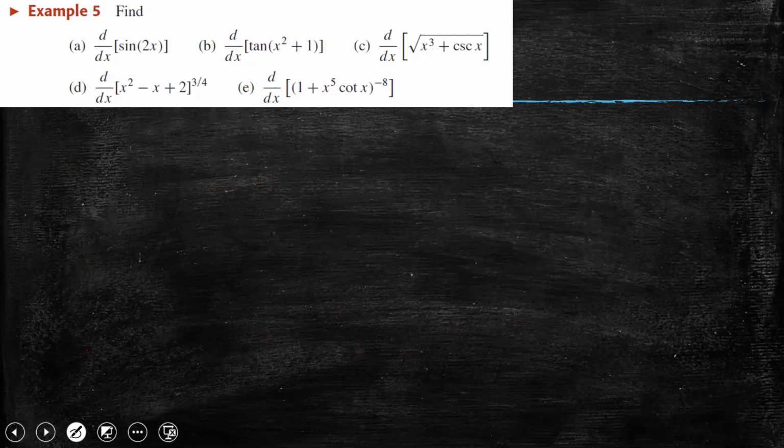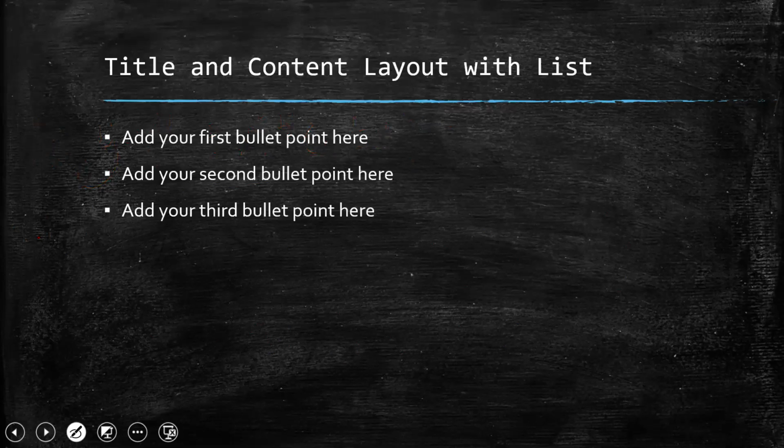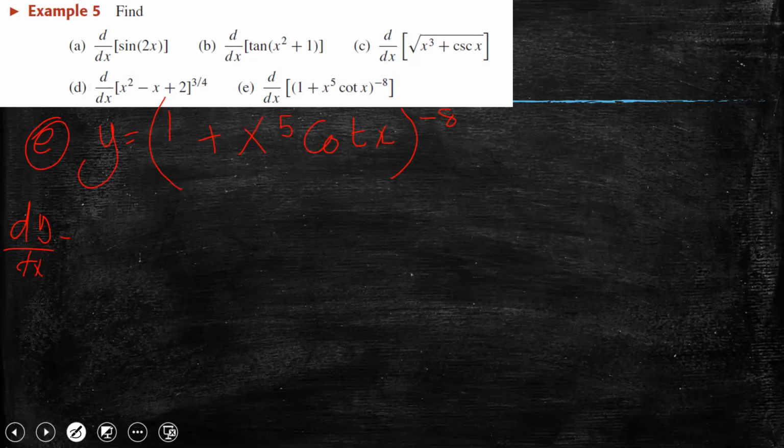Now let's do E. If y is 1 plus x raised to the power 5 cotan x, then it's raised to the power negative 8. Look at this one here. We have a 1 and it's added to the product of x to the power 5 times cotan x, and all of it is raised to the power negative 8. Let's do it now. dy over dx is... I will put this negative 8 times, I will keep the function as it is.